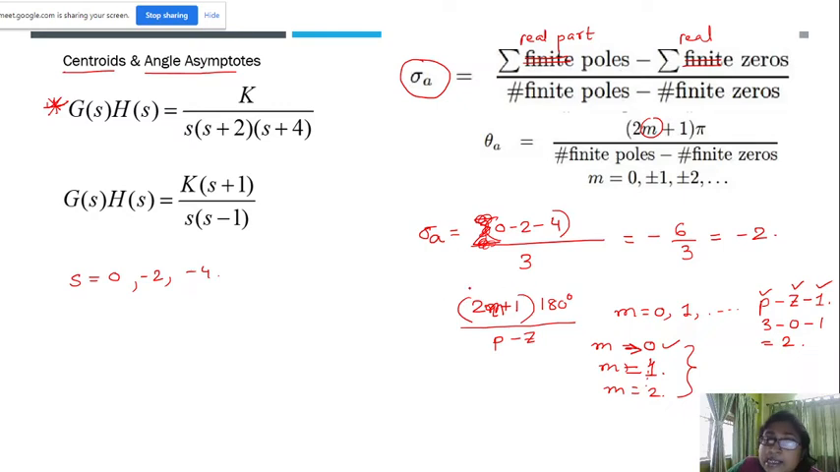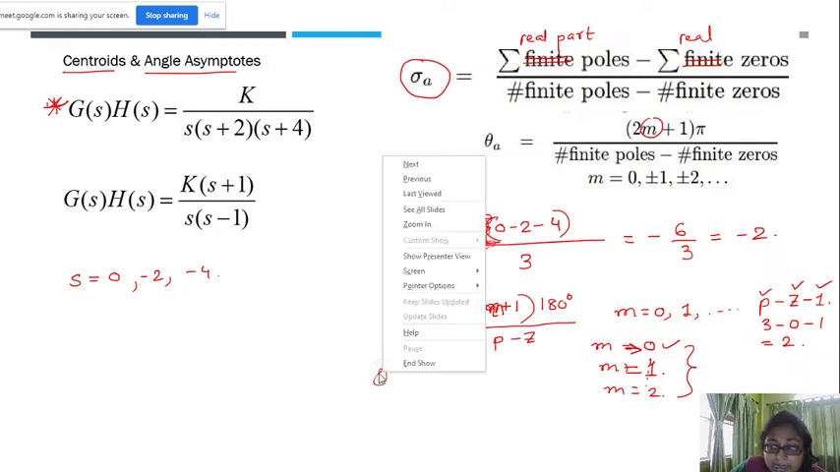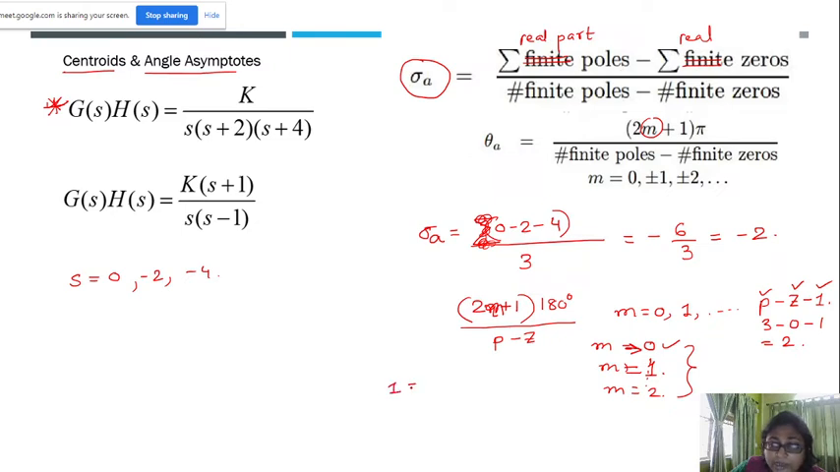You will calculate 3 asymptotic angles. So for m equal to 0, the first angle theta 1 will be, for this particular problem, 180 degree divided by p minus z, that means 3. So it will be 60. So the first asymptotic angle will be 60.